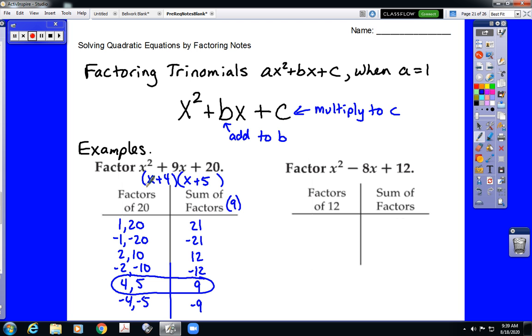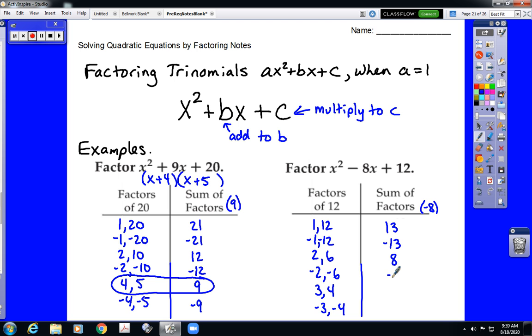Let's do another one. Here we're looking for two numbers that multiply to 12 and add to negative 8. So numbers that multiply to 12, we have 1 and 12, which would mean negative 1 and negative 12. 2 and 6, again, they could both be negative. 3 and 4, again, they could both be negative. Add up the rows in your head.